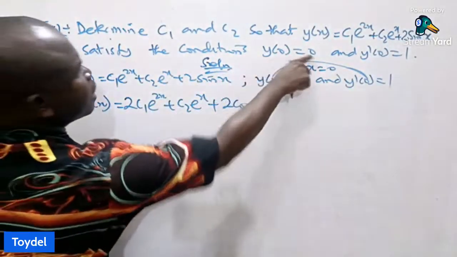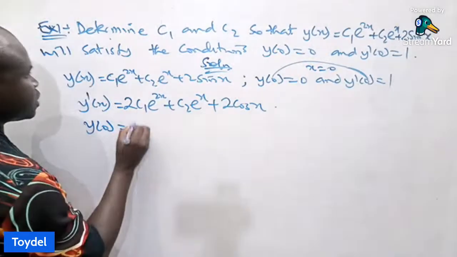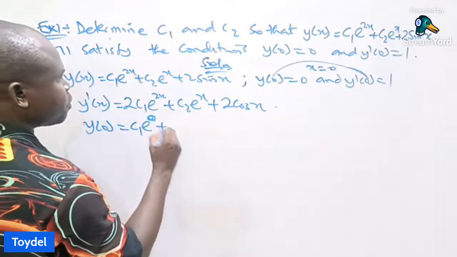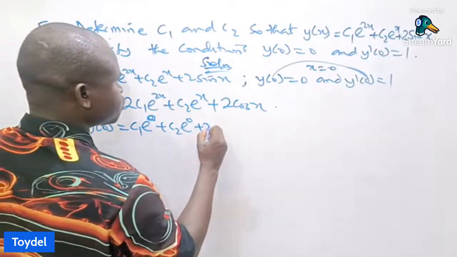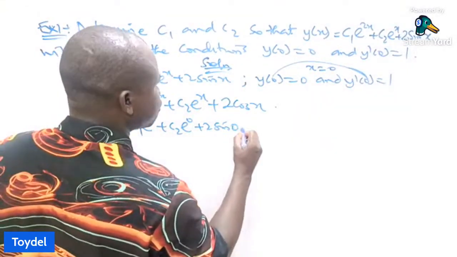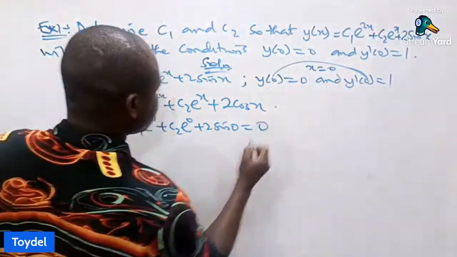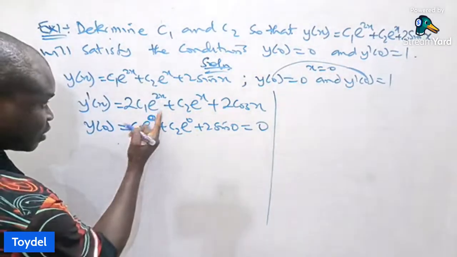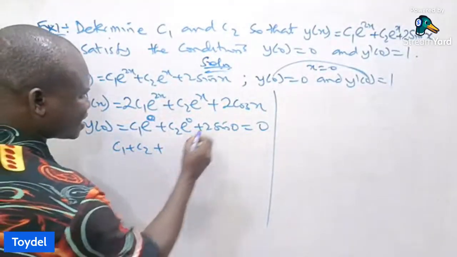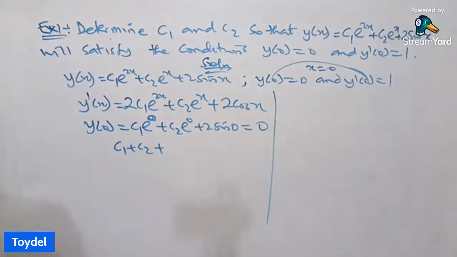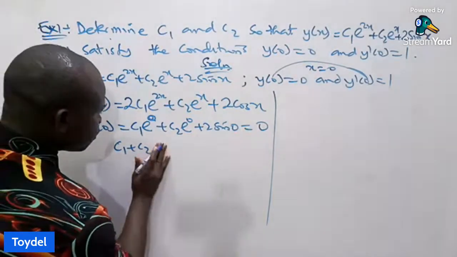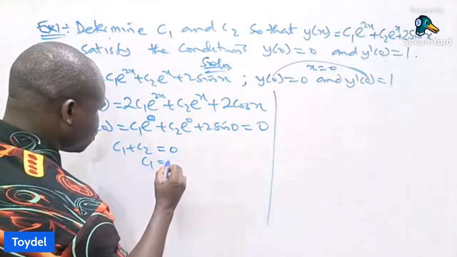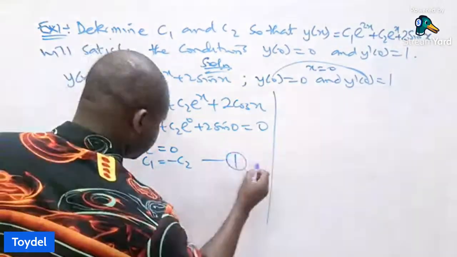So when we have y of 0, that is when x equals 0, what do we get? We have C1 exponential 2 times 0, plus C2 exponential 0, plus 2 sine 0 is equal to y of 0, which is 0. Anything raised to 0 is 1, so we have C1 plus C2 plus sine 0 is equal to 0. Sine 0 is 0, so plus 0 is equal to 0. So we can say C1 is equal to minus C2. We call that equation 1.